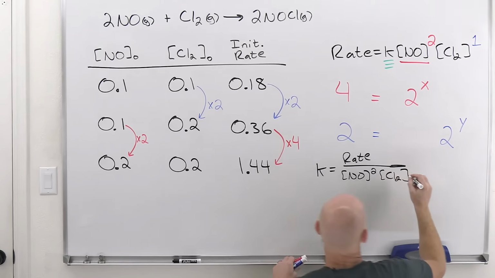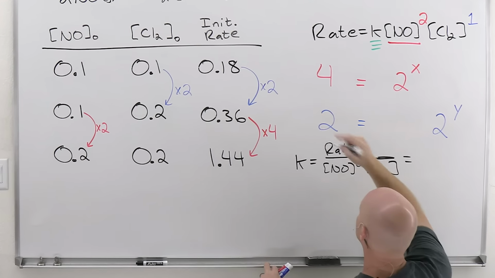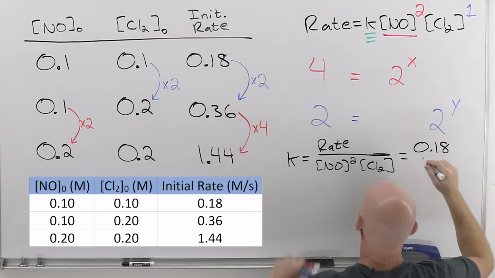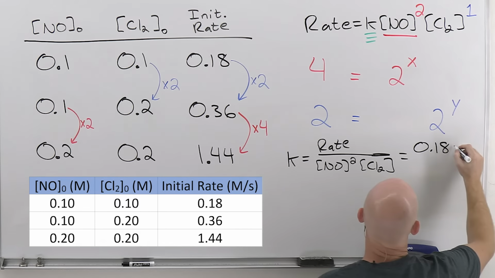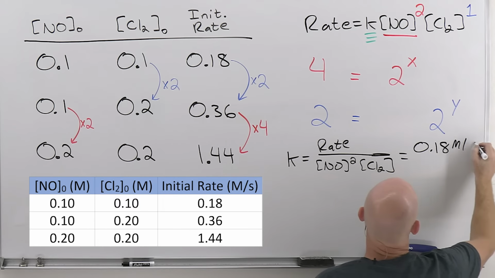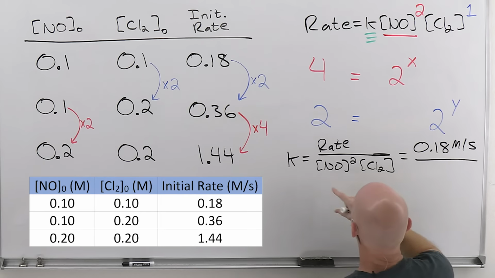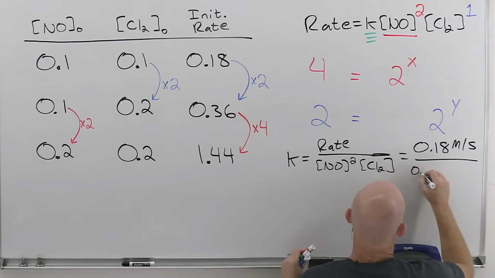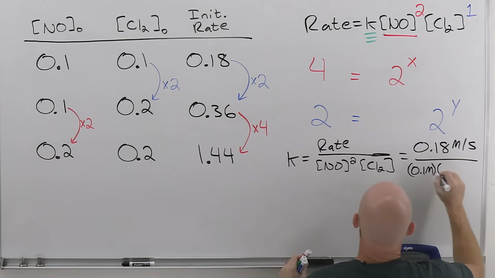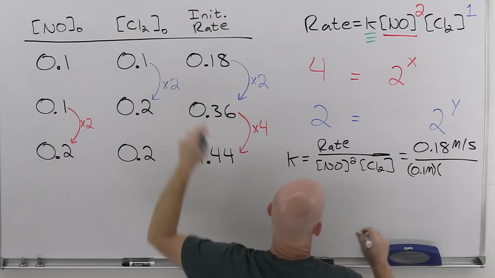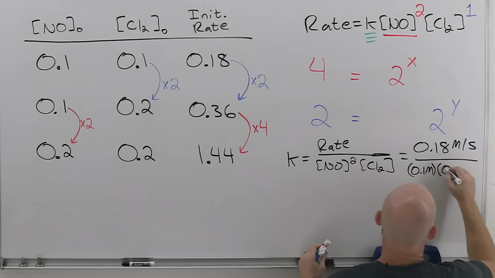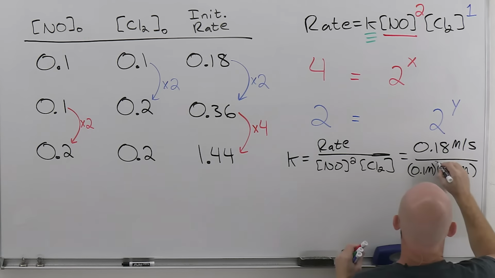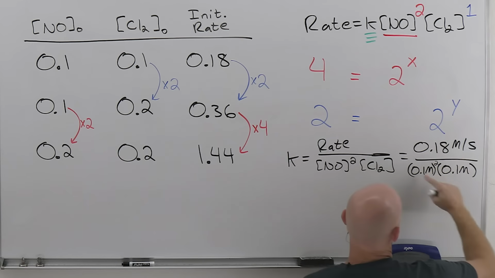All right, so in this case, the rate is 0.18 in that first trial. And I'm going to put the units on. I didn't put units here, but on the study guide, it's molarity per second for the rates. And then the concentrations are all molarity. And so the NO concentration is 0.1 molar. And then the Cl2 concentration is also 0.1 molar. And I'm going to almost make a mistake here and forget to square this. Cool, and we're just going to keep track of the units here.